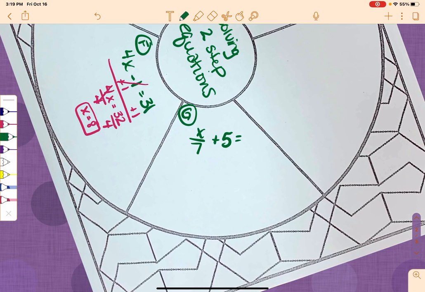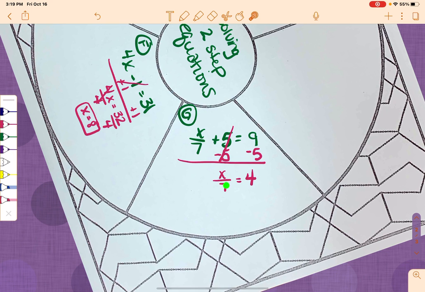So I have x divided by 7 plus 5 equals 9. So I want to get this part by itself, so I'm going to get rid of this. So the opposite of adding 5 is subtracting 5. So these cancel to 0. Left with x divided by 7 on that side. And then 9 minus 5 is 4.